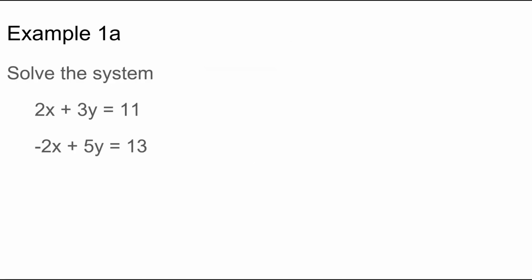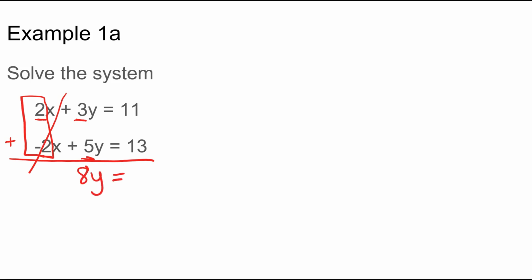The directions say solve the system. Now I'm not going to graph, as neither of these are y equals mx plus b. I'm not going to use substitution as neither of these are x equals or y equals. So I'm going to see if I can eliminate. Is there a coefficient that's the same number but opposite signs? You can see that these x's here have the same number, but opposite sign. So I'm going to just add to eliminate. So 2 plus -2 goes to 0. And then 3 plus 5 gives me 8y. And 11 plus 13 gives me 24. I'm going to divide both sides by 8. y is equal to 3.